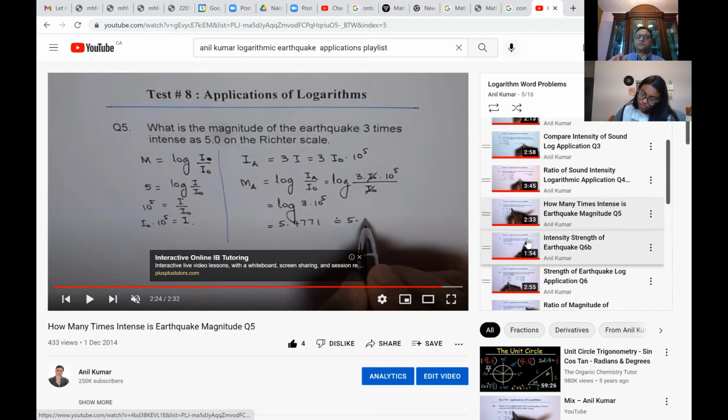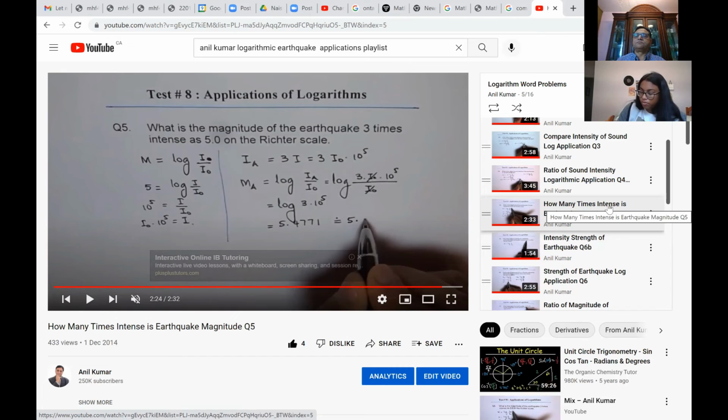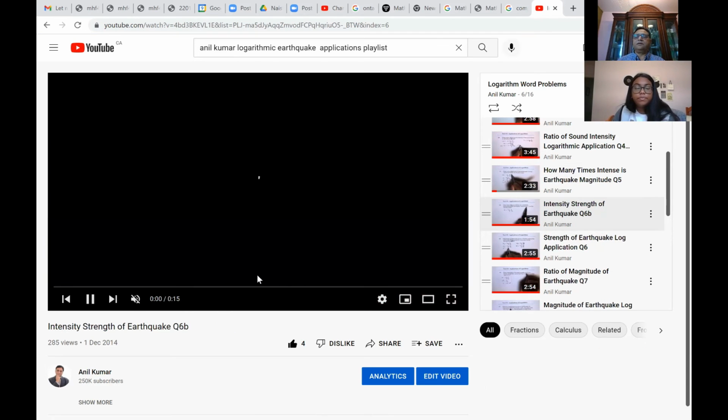You can write down this formula and I'll take up more questions based on the magnitude of earthquakes, right? Okay. Here's another one, a similar kind, intensity of earthquake.